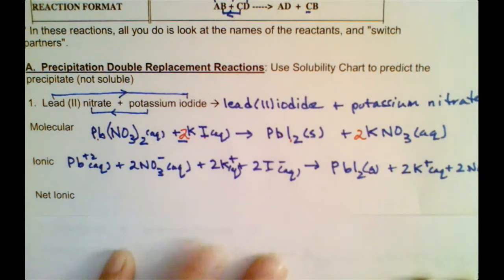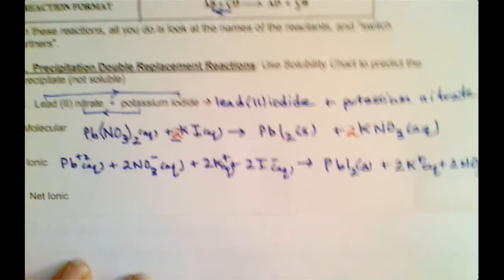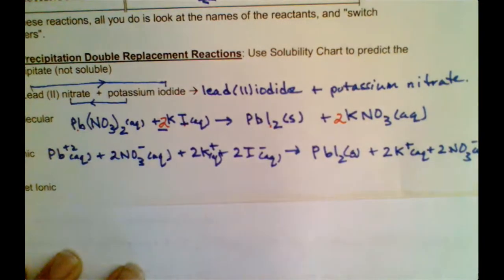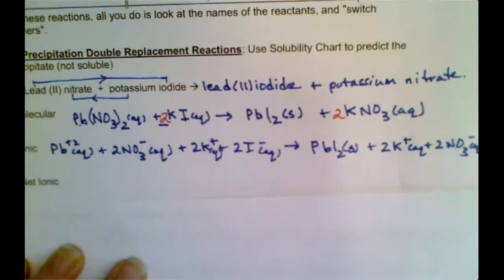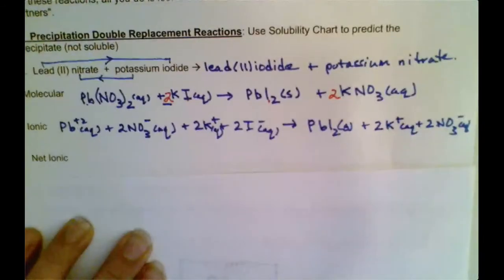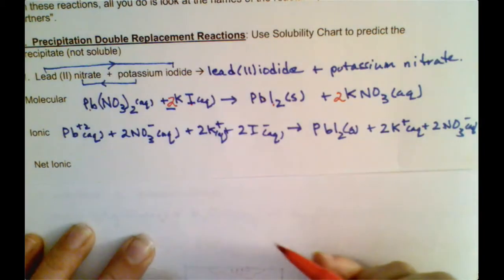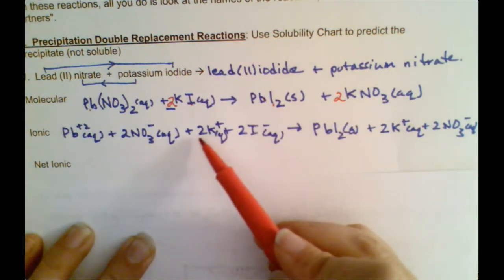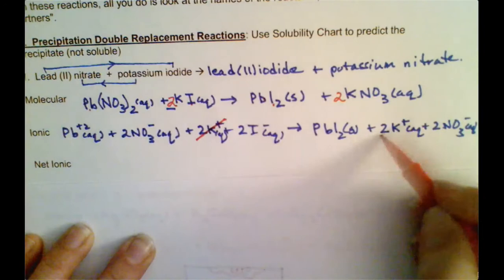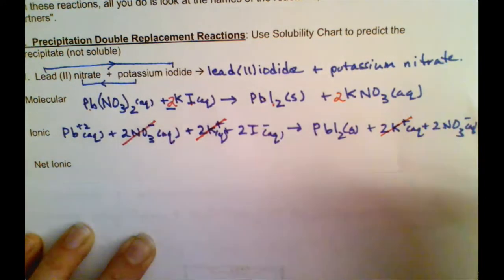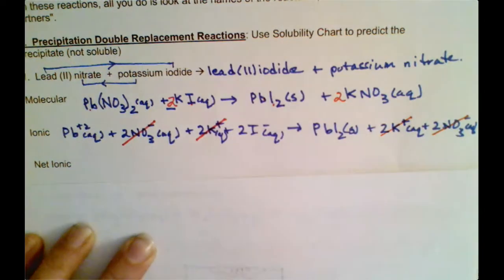Then what I do to form what is referred to as a net ionic equation, I take each of those ions and I see which ones are common to each side of the equation. And what I do is I cross them off. These are called spectator ions. So I have 2 potassium ions. What else is common? 2 nitrate ions. Those get canceled out.